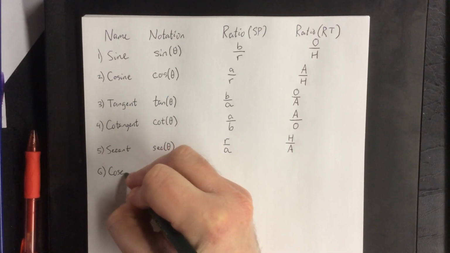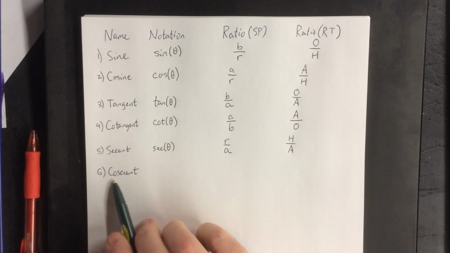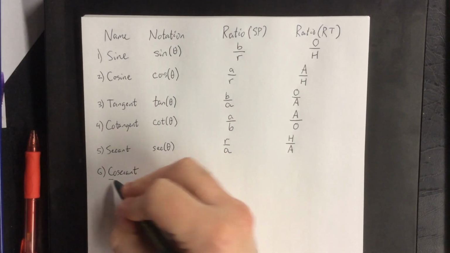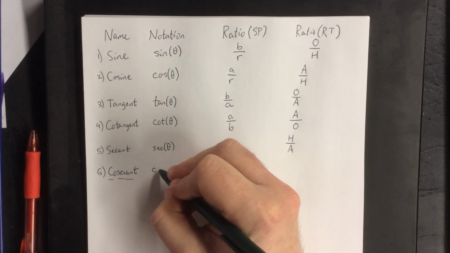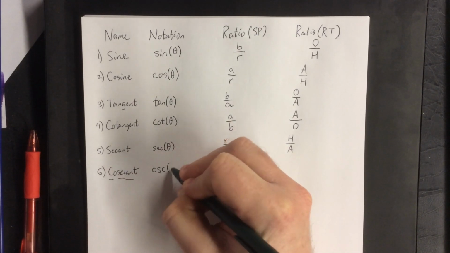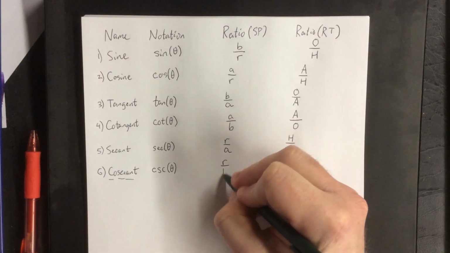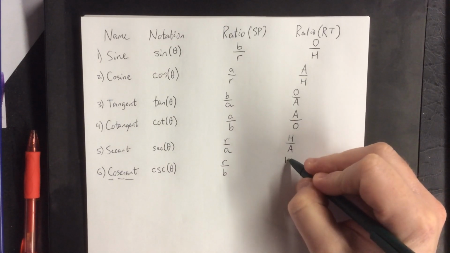Finally, the cosecant of theta. Now, unfortunately, we can't use the same mechanism for this because we've already used COS, so we're going to go with the fact that cosecant has 3 syllables and just use the first letter of each syllable. Cosecant. So CSC of theta. Cosecant of theta is the ratio of the hypotenuse to the opposite leg.